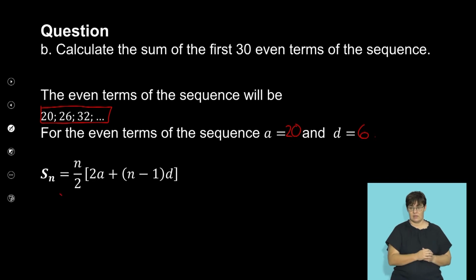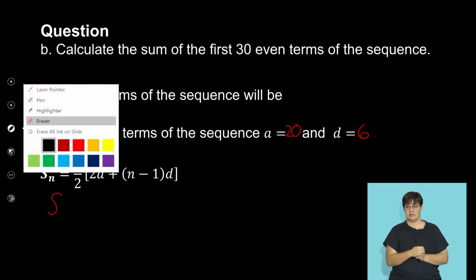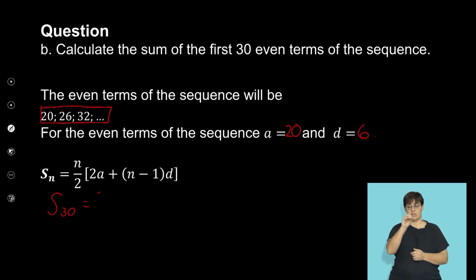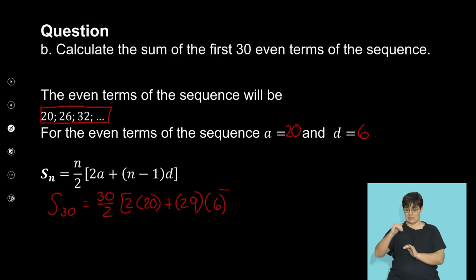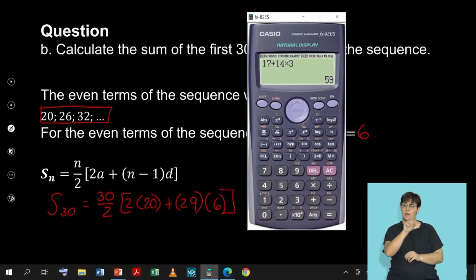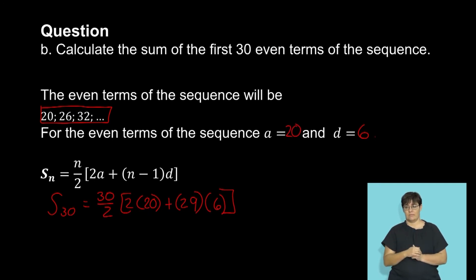Then I'm going to substitute this all into the arithmetic series formula. So the sum of the first 30 terms will be equal to 30 over 2 times (2 times A, which is 20, plus 29, because it's n minus 1, times 6). Let's pop this all into my calculator. So I've got 30 over 2 times (40 plus 29 times 6), which is equal to 3,210.